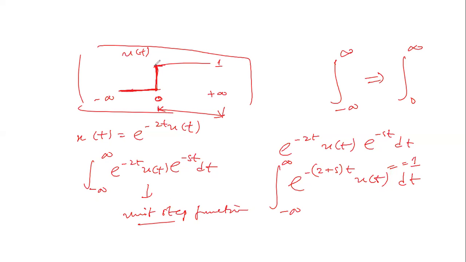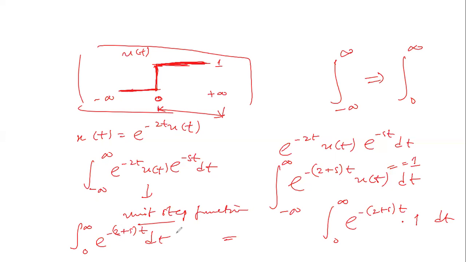And then the magnitude of the signal becomes 1, isn't it? Okay, so from there, we now have the integral from 0 to positive infinity of e to the minus (2 plus s)t times 1 dt, right? So this would be the same as the integral from 0 to infinity of e to the minus (2 plus s)t dt. Is that clear? Yes, sir.